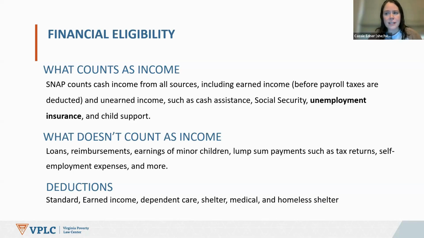And then when you're looking at net deductions or net income, there are deductions that you could take. There's the standard deduction or an income deduction, dependent care, shelter, medical expenses, and homeless shelter. And I'm going to discuss these more in depth later when we talk about the changes. But I'd like to highlight here, gas that you pay to go to and from the grocery store, that's not included. The tax that you pay on your car isn't included. There are very limited number of deductions that you can actually take to get your net income down. And again, I will discuss those in further detail later.